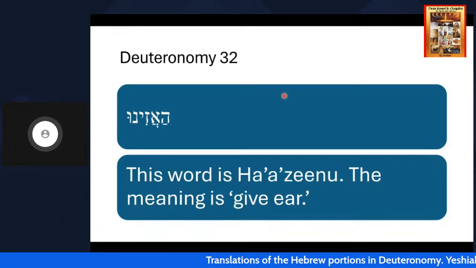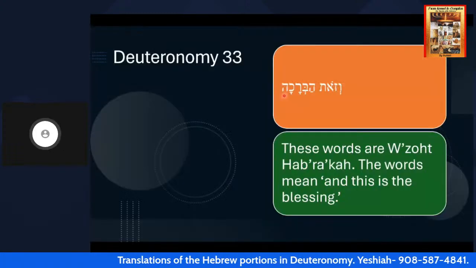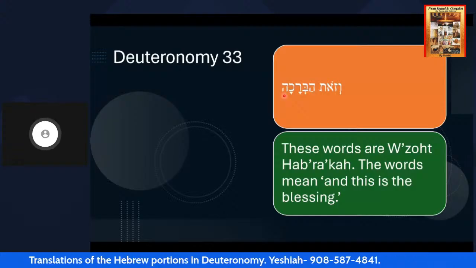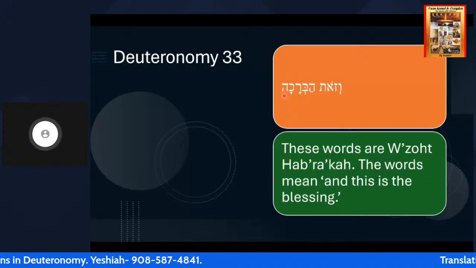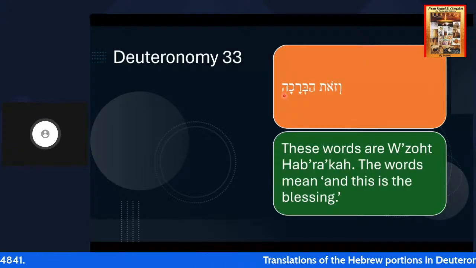Haazinu, give ear, pay attention, command form. Vezot Habracha, and this is the blessing. So these are the portions that we see in the book of Deuteronomy. Just want to point that out for reference purposes.